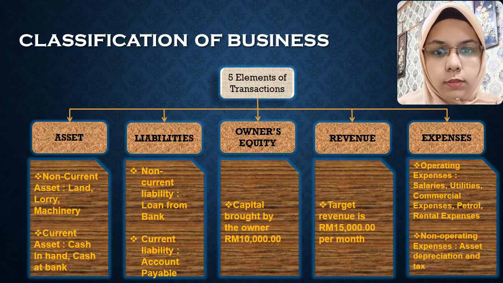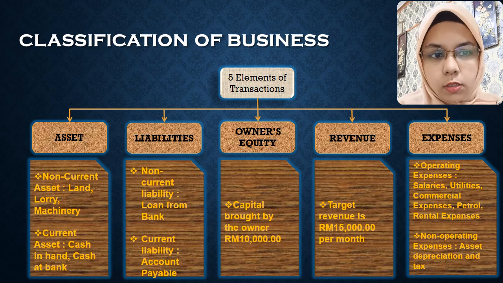I'm Isma Atika, and I'm going to present the classification of business. Every business must have their own transaction to know their company profit and loss. The transactions must be classified by 5 elements, which are asset, liability, owner's equity, revenue, and expenses.